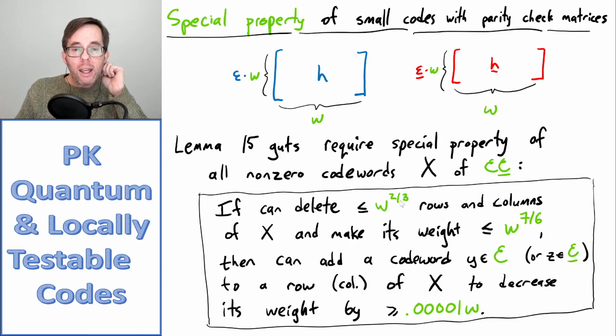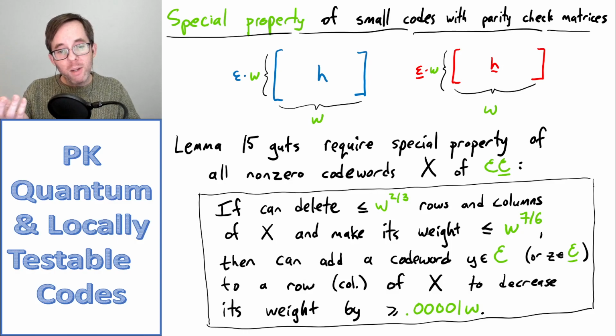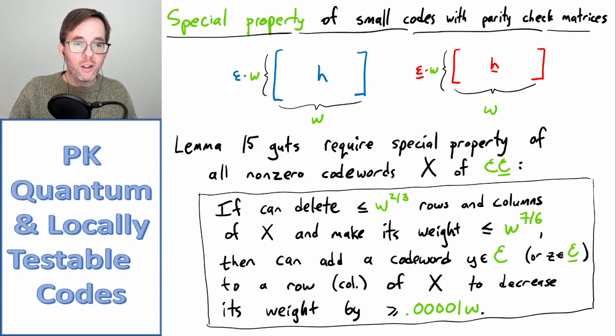then it must be possible to add a code word from C to a row, or a code word from C underline to a column, in order to decrease the Hamming weight of X by some linear proportion of W, 0.001 W. Okay, so this is the exact property you need out of these two codes, H and H underline.